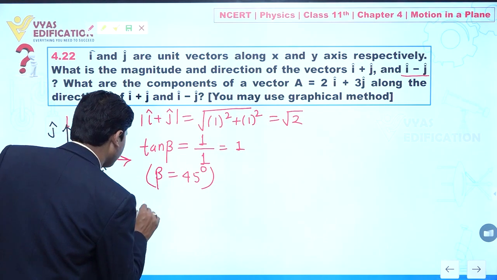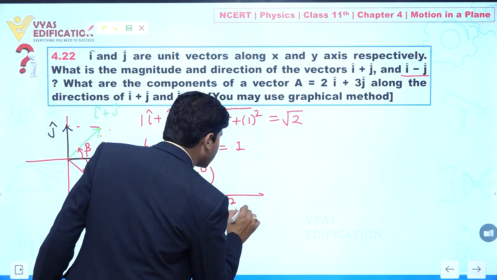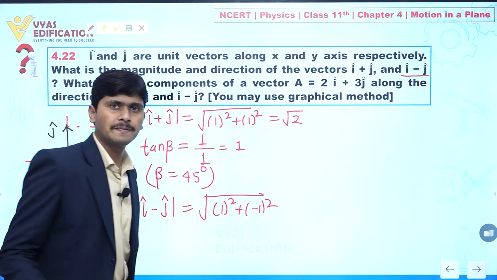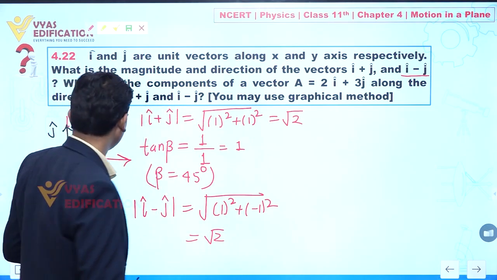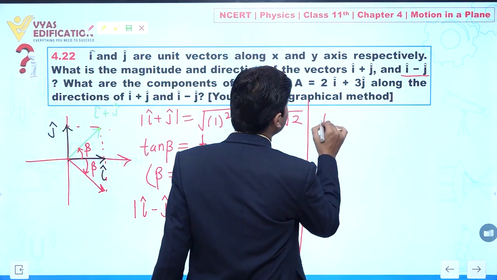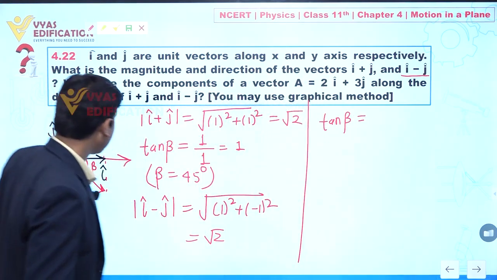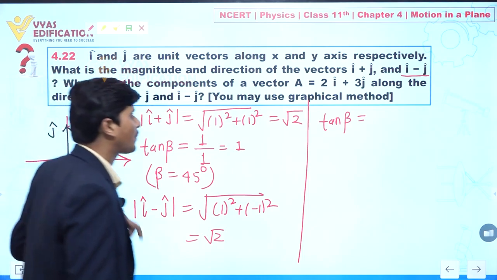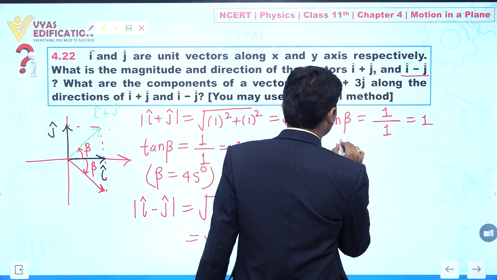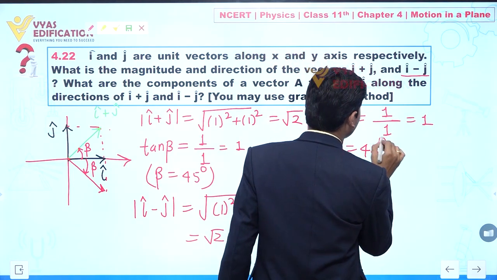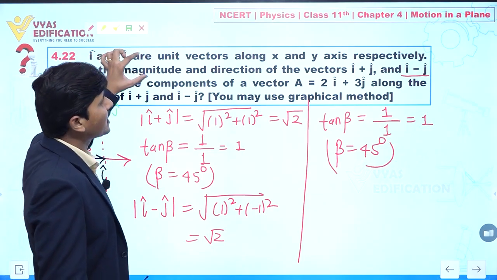So, the magnitude of i minus j is again given by the square root of 1 square plus minus 1 square. Clear? So from here this is equal to the square root of 2. If we find the value of tan beta in the second case, tan beta again is perpendicular upon base. The perpendicular value is 1 and the base is also 1. So the value of beta again is 45. Clear to everyone? So this is all about the first part of this question.